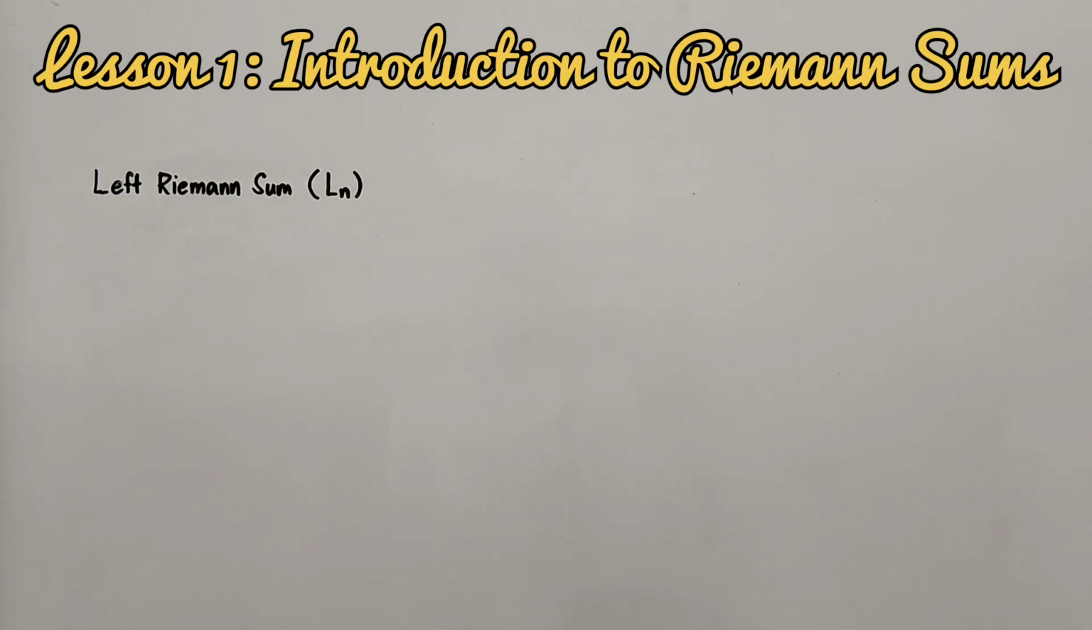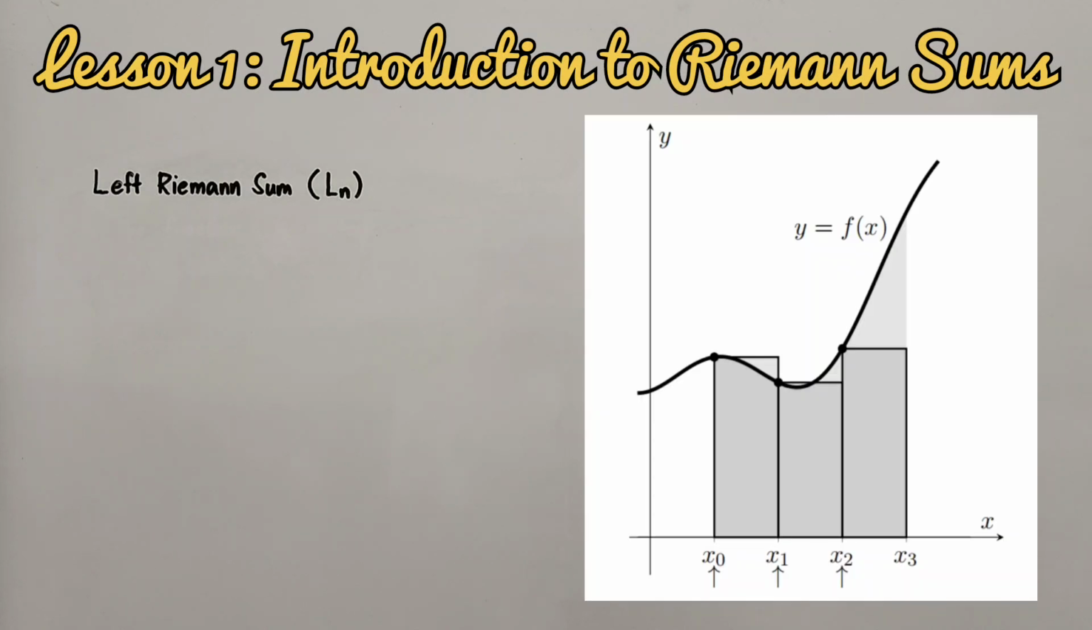For the left Riemann sum, consider this illustration. The region is subdivided into 3 subintervals, so we have 3 rectangles. On the x-axis, we have x sub 0, x sub 1, x sub 2, and x sub 3 as the points. Recall that to solve the area of a rectangle, the formula is length times width. Observe now the first rectangle. Its width is x sub 1 minus x sub 0. For the second rectangle, that is x sub 2 minus x sub 1. And for the third rectangle, x sub 3 minus x sub 2.